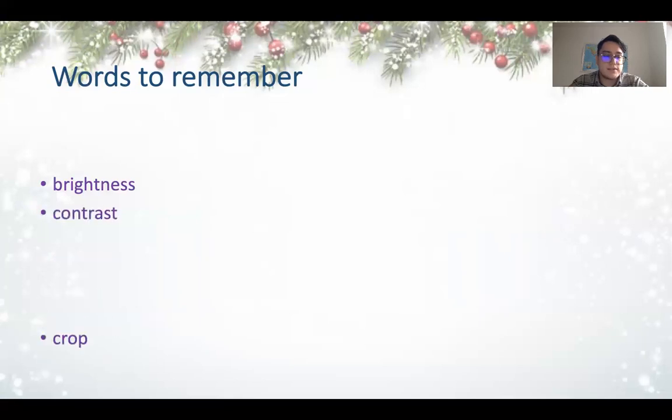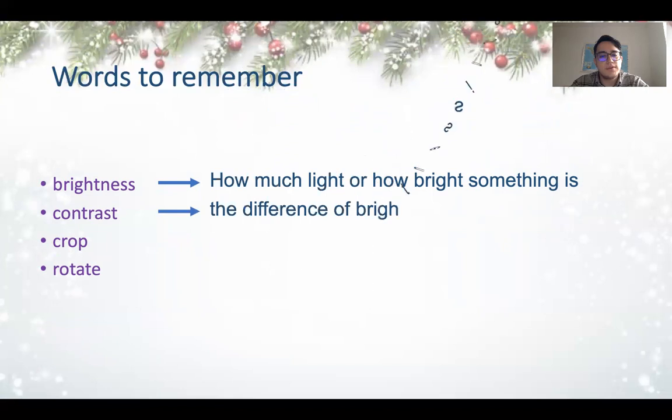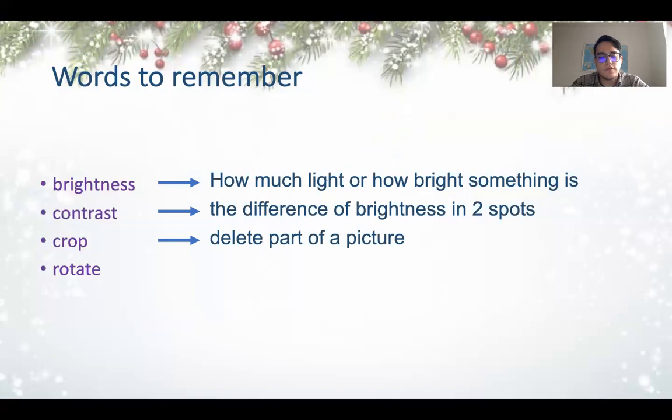Next, we have brightness, contrast, crop, rotate. Brightness is how much light or how bright something is. How much light something has or how bright something is. Contrast. The difference of brightness in two spots is called contrast. Crop. When you delete part of the picture, it is called crop.